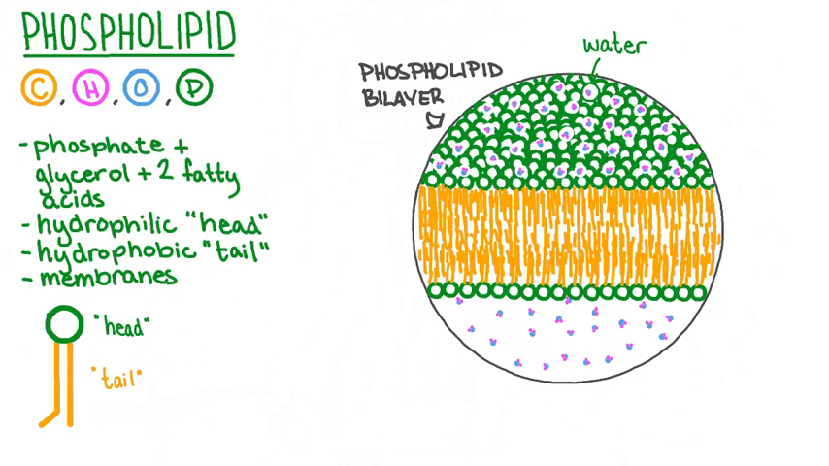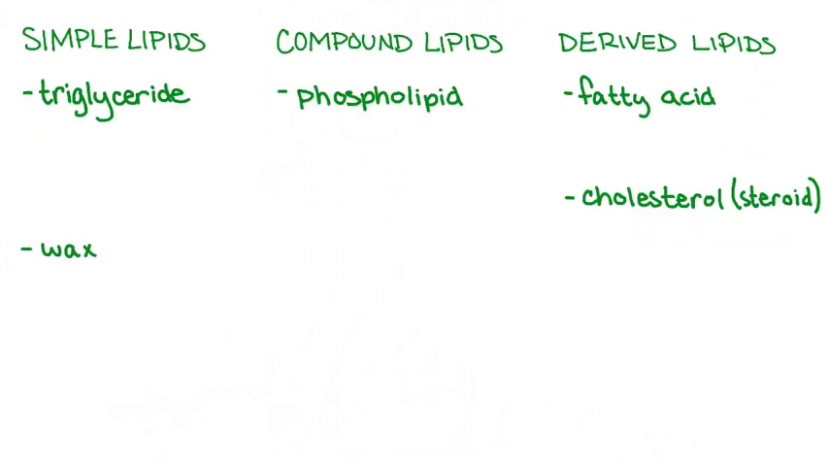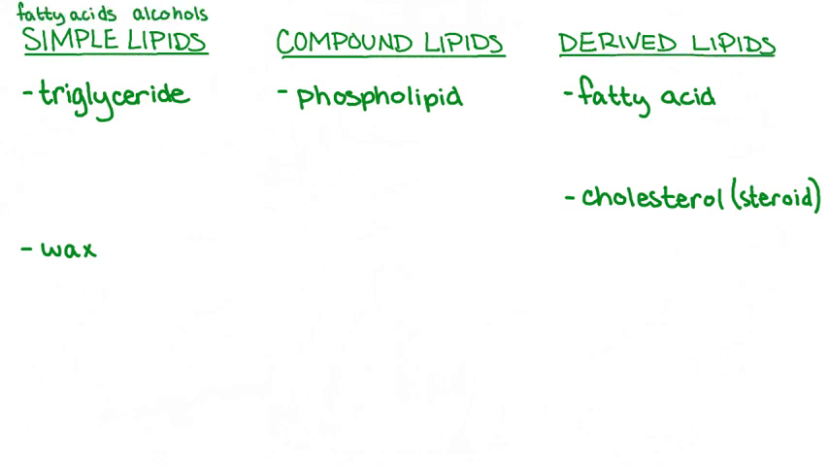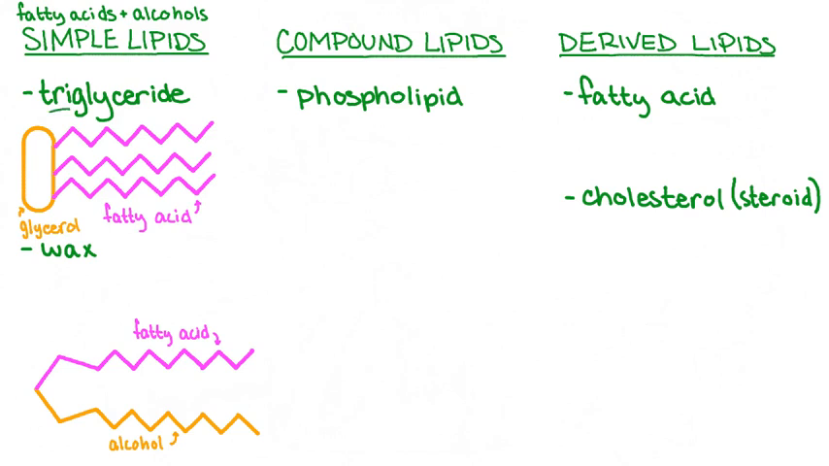Next, let's take a look at how lipids are classified. Lipids can be divided into 3 main categories: simple lipids, compound lipids, and derived lipids. Simple lipids yield fatty acids and alcohols when hydrolyzed or broken apart. One example of a simple lipid is a triglyceride, which we learned about a little bit earlier. Another example of a simple lipid is wax. Waxes are made of a fatty acid bonded to a long-chain alcohol.